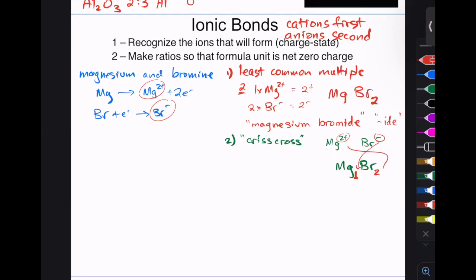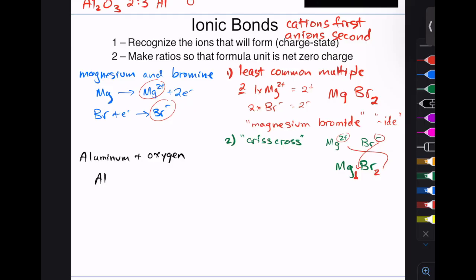So let me give you another example to work with here. And I already showed you what the result of this one was, but let me take you through it. Let's say I gave you some aluminum, and we're going to mix it with oxygen. Okay, so step 1, we already know what cation is formed from aluminum or oxygen. What is it? Aluminum is the cation. What's the charge on the aluminum cation? Look at the periodic table if you don't remember. It's 3+, right?